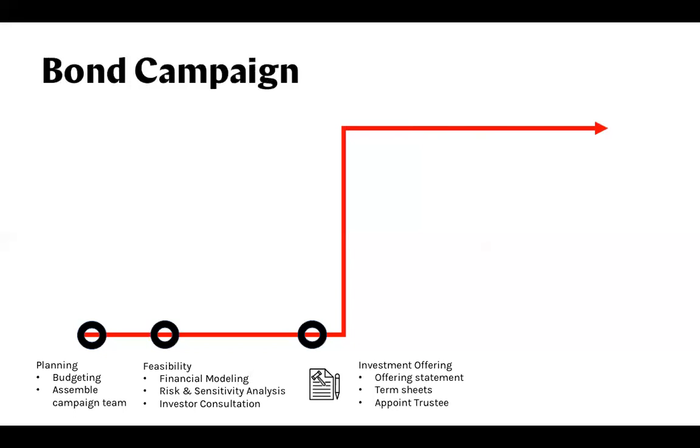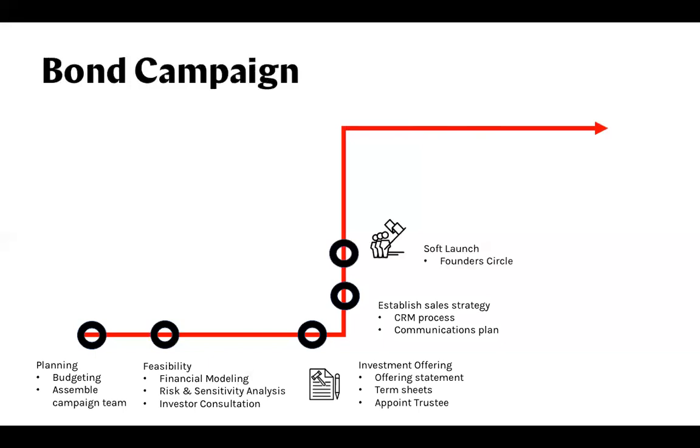Then we go into the structuring phase where we lay all the legal groundwork to be able to do this. So putting together an offering package, which includes the offering statements and the term sheets. So all of that would outline to your investors the use of funds, how they're going to be repaid over time. It would also be the time when we would appoint a trustee, and we'd establish a sales process of how the investors would be onboarded.